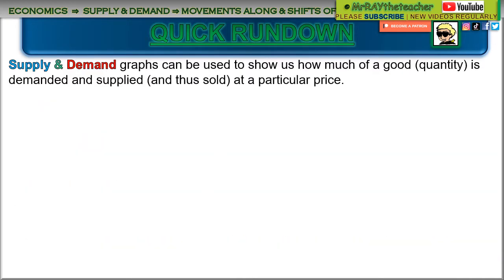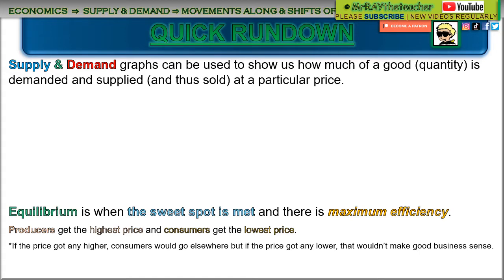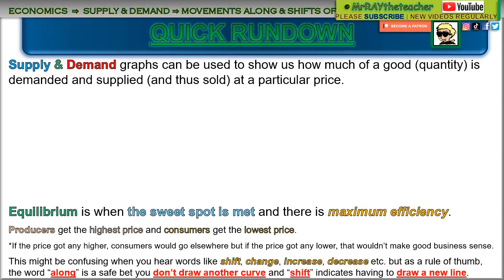So supply and demand graphs can be used to show us how much of a good quantity is demanded and supplied, thus sold, at a particular price. An equilibrium is when the sweet spot is met and there's maximum efficiency, so producers get the highest price and consumers get the lowest price. If the price got any higher, consumers would go elsewhere. But if the price got any lower, that wouldn't make good business sense.